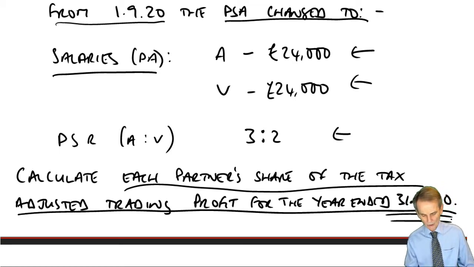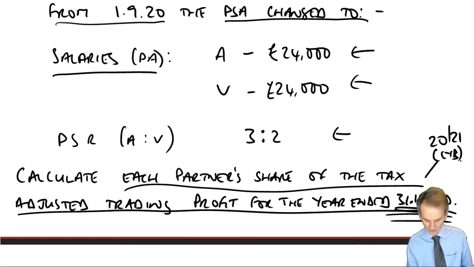Now, only once we've done that exercise, and only if a question requires you to do it, would you then attempt to establish partner A's share of that profit of 60, partner V's share of that tax-adjusted trading profit of 60. How will we assess those profit figures on each partner? Using CYB. So the year ended 31st of December 20, that ends in 2021. So it is that period which the current year basis will pick up and assess for the 2021 tax year.